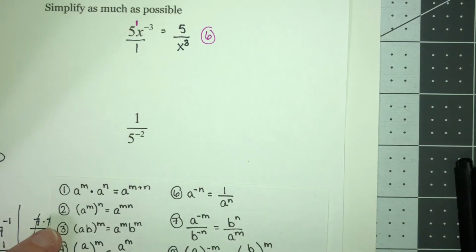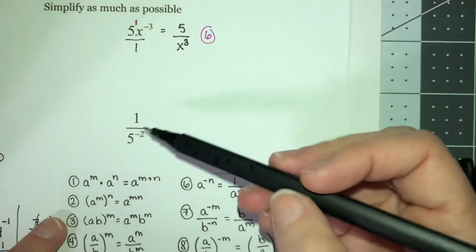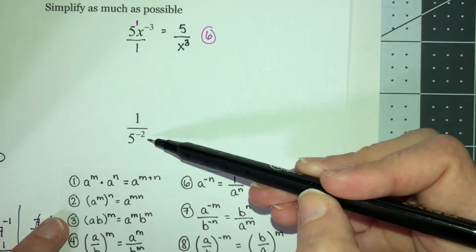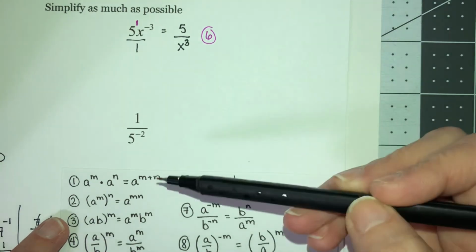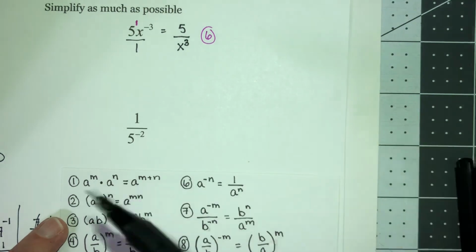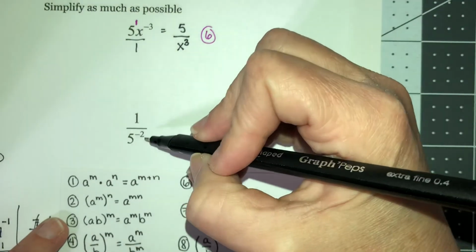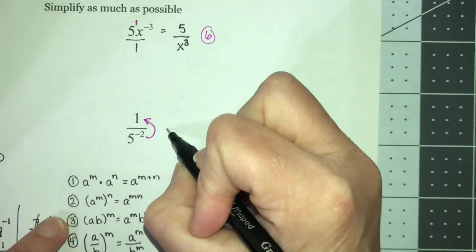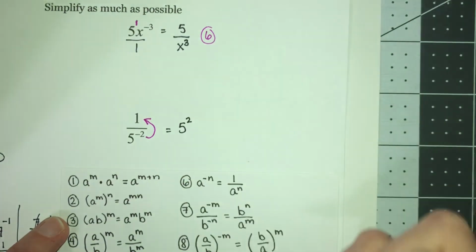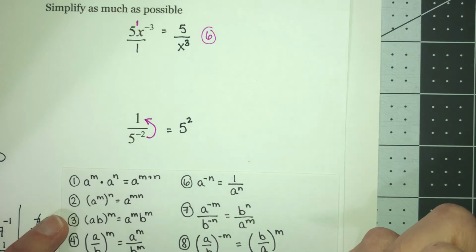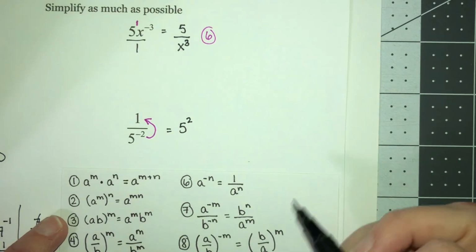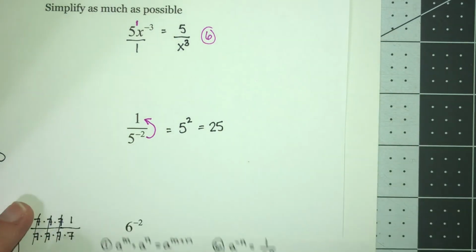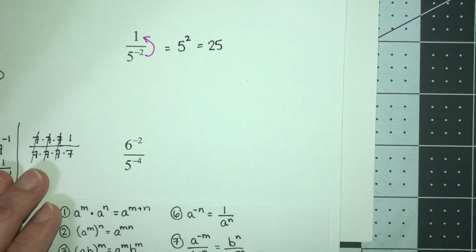Okay, similar problem here. We have 1 over 5 to the -2. This time our negative exponent is in the bottom, but if you think of these as being happy or unhappy, you just move it to the other side. So since this is in the bottom and it's unhappy, we're going to move this up to the top. So this simply becomes 5 squared. And this is likely one that they would expect you to go ahead and do the arithmetic on. 5 squared is 25.